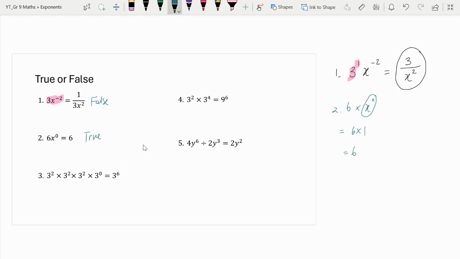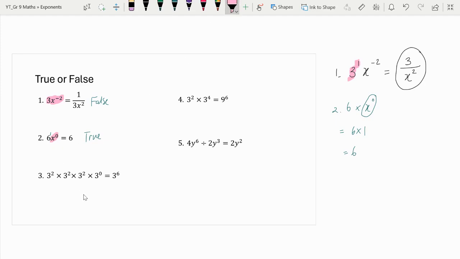I think it's a common mistake where students would say false there because they just see an exponent of 0 and they think the whole thing must become 1. Not necessarily. We've got that exponent of 0 that only applies to the x. The exponent of 6 is 1. So be mindful of that.